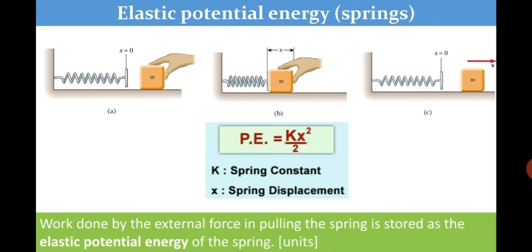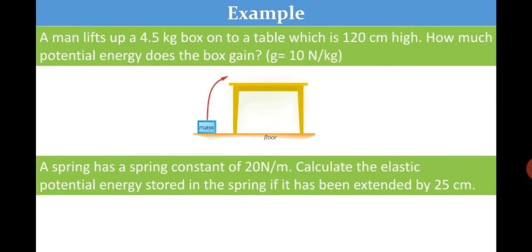Elastic potential energy, springs. Potential energy is equal to spring constant times spring displacement squared divided 2. What is elastic potential energy? Work done by the external force in pulling the spring is stored as the elastic potential energy of springs.